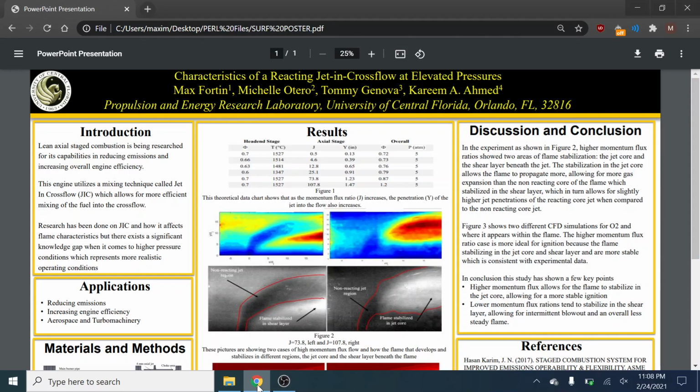I'm Max Fortin. I'm presenting characteristics of a reacting jet and crossflow at elevated pressures. A quick introduction to axial stage combustion. It's a type of combustion that allows a reduction in NOx and CO2 emission.